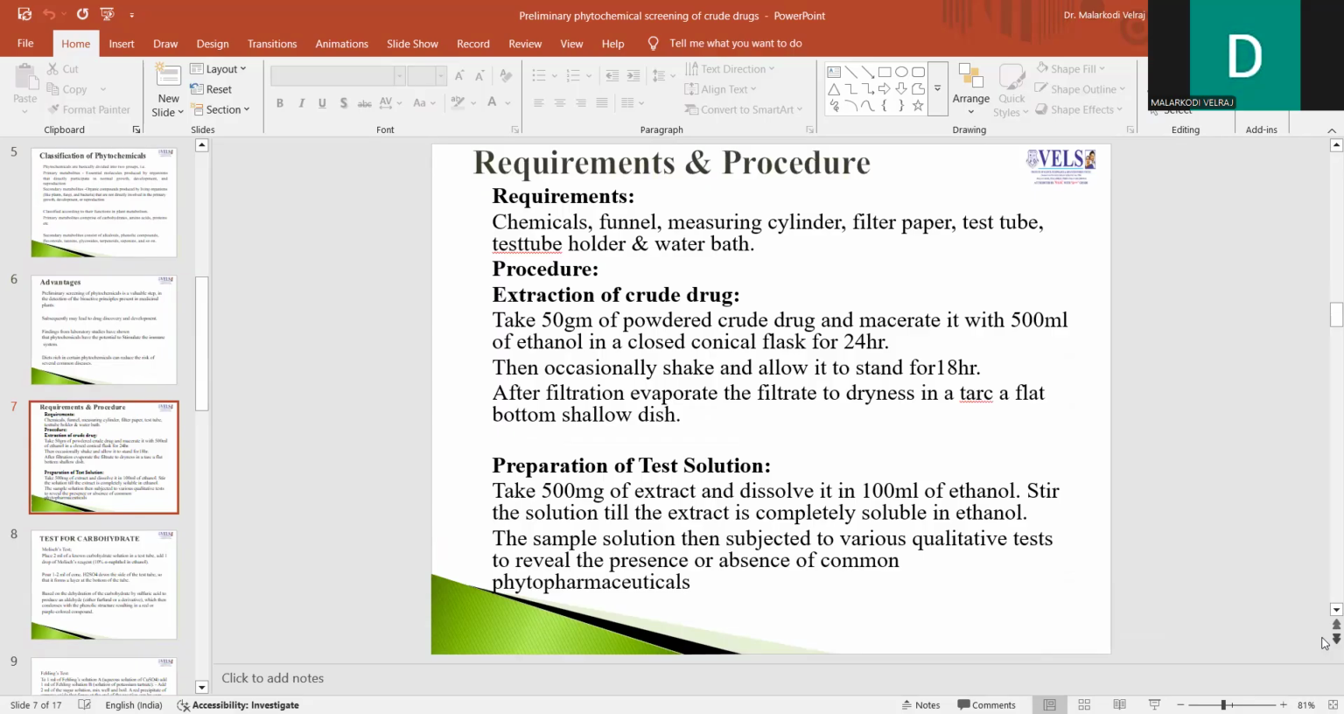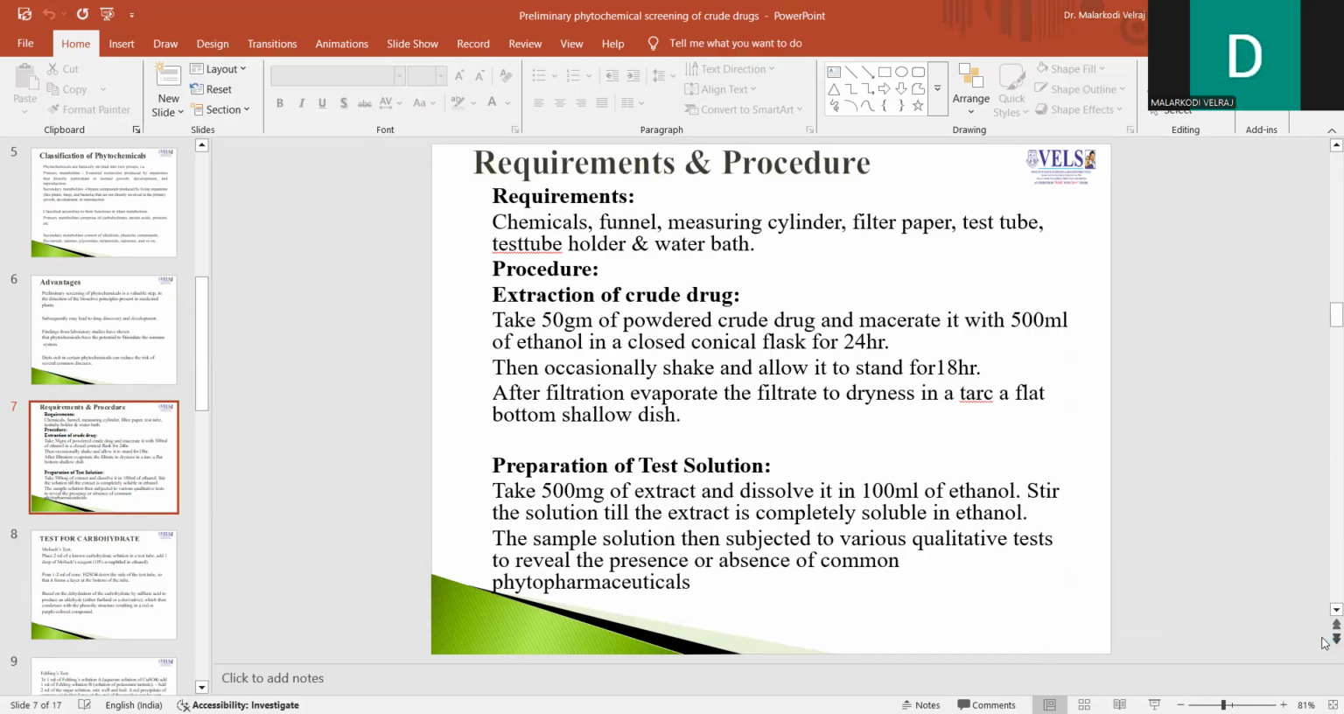The requirements and procedures to carry out the phytochemical screening. The basic chemicals, funnel, measuring cylinder, filter paper, test tube holder, and water bath. Procedure. How to prepare the extraction of the crude drug. Take about 50 gram of the powdered crude drug and macerate it with 500 ml of ethanol in a closed conical flask for about 24 hours. Then occasionally shake and allow it to stand for 18 hours. After filtration, evaporate the filtrate to dryness in a flat bottom shallow dish.